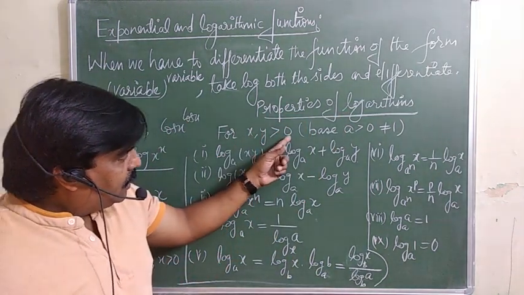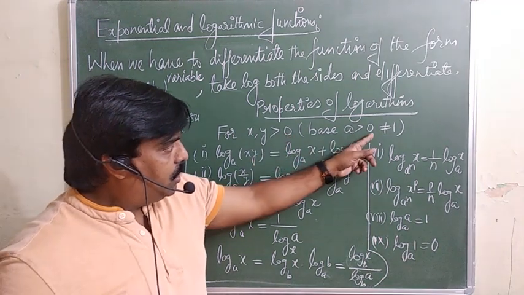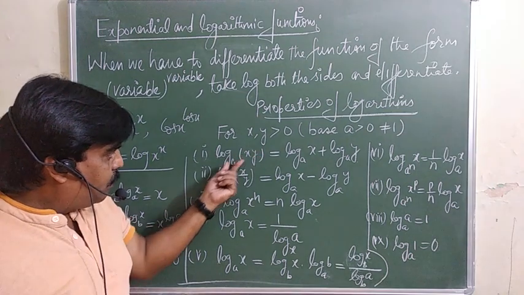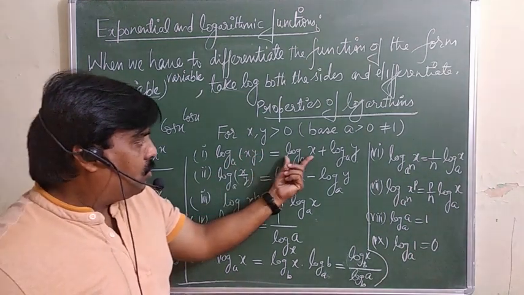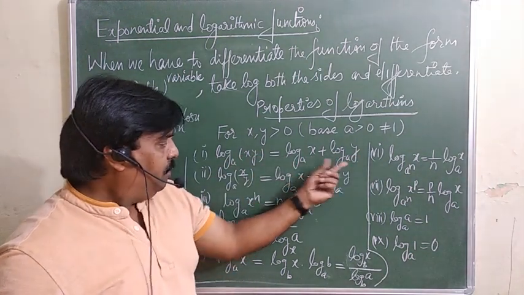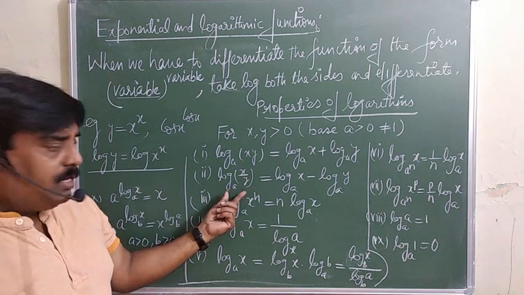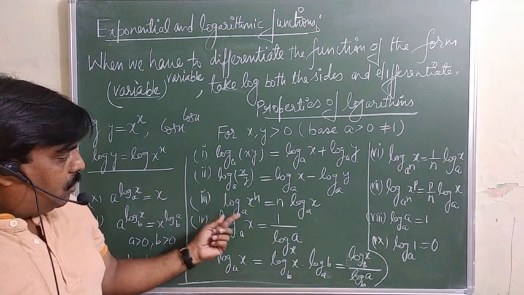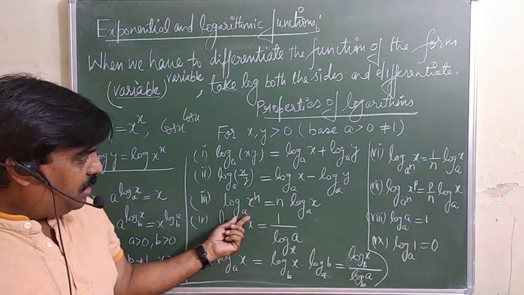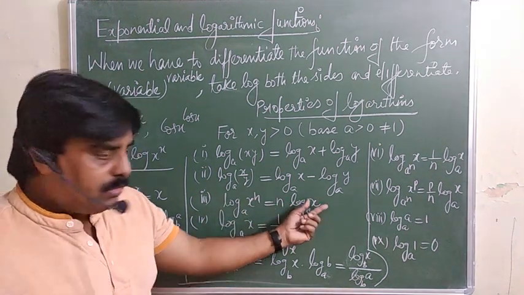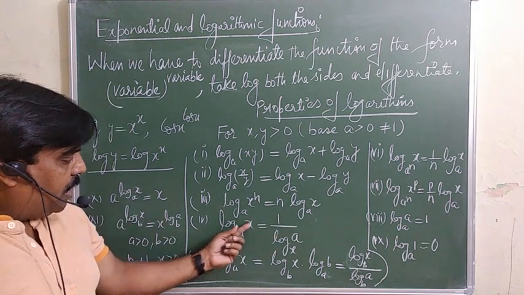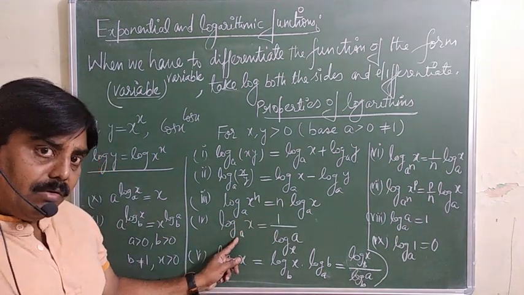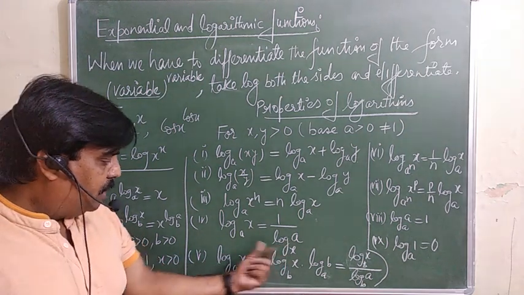For x and y greater than 0, but a should be greater than 0 and it should not be equal to 1. Then log xy at the base a will be equal to log x plus log y base a. Similarly, log x over y will be equal to log x minus log y at the base a. Log x raised to power n at the base a can be written as n log x base a. Log x base a can be written as 1 over log a base x. The base will change here, x will come here only.